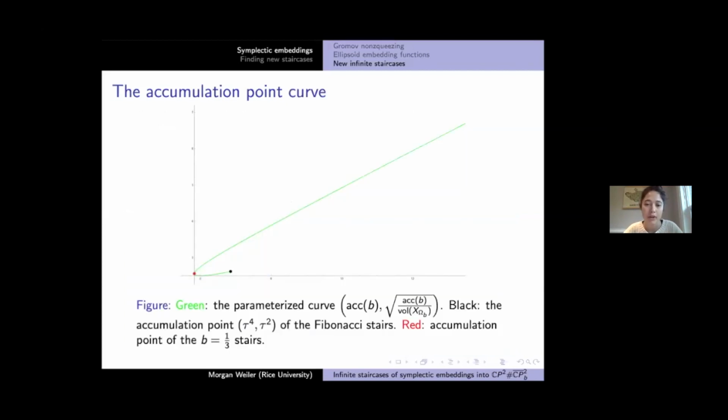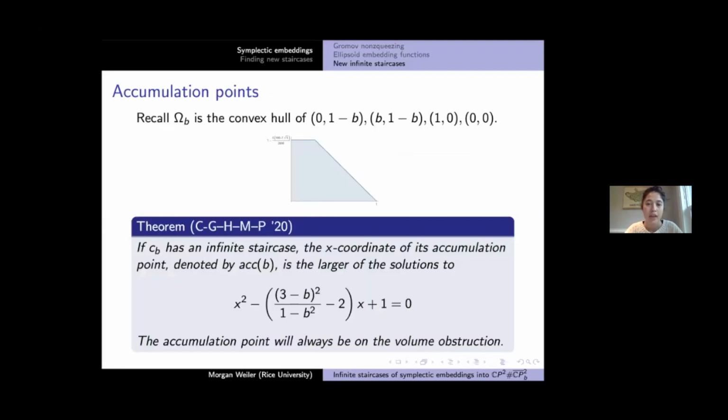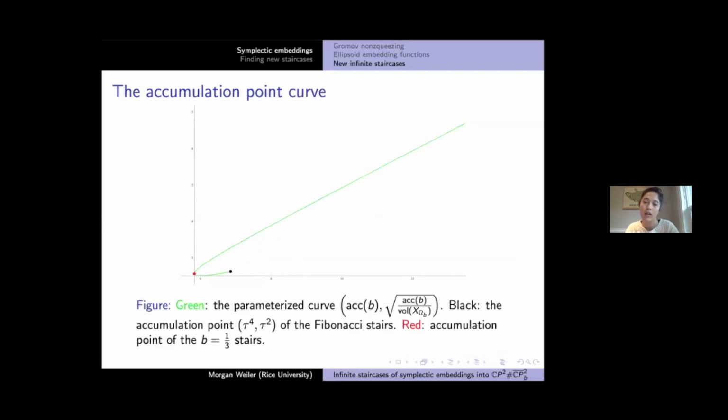So here is the parametrized curve. If I go back one slide, the x-coordinate is the larger of the two solutions to this equation. I'm going to call this x-coordinate AC of B, and I'm going to parameterize the curve with AC of B as the x-coordinate, and the volume constraint, since the accumulation point has to be on the volume constraint, as the y-coordinate. B is increasing from the black dot towards the red dot and then up towards the right. It will go off infinitely far because the volume of omega sub B goes to 0 as B goes to 1.